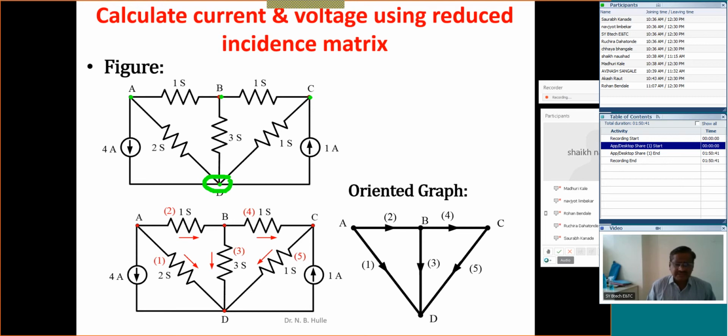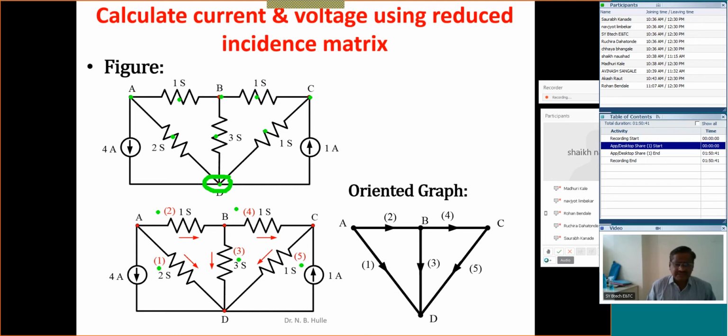Now, mark a separate name for each branch and assume a separate current for each branch. In this case, this is the 2 S branch. I have taken this as branch number 1, this is branch number 2, branch number 3, branch number 4, and this is branch number 5.